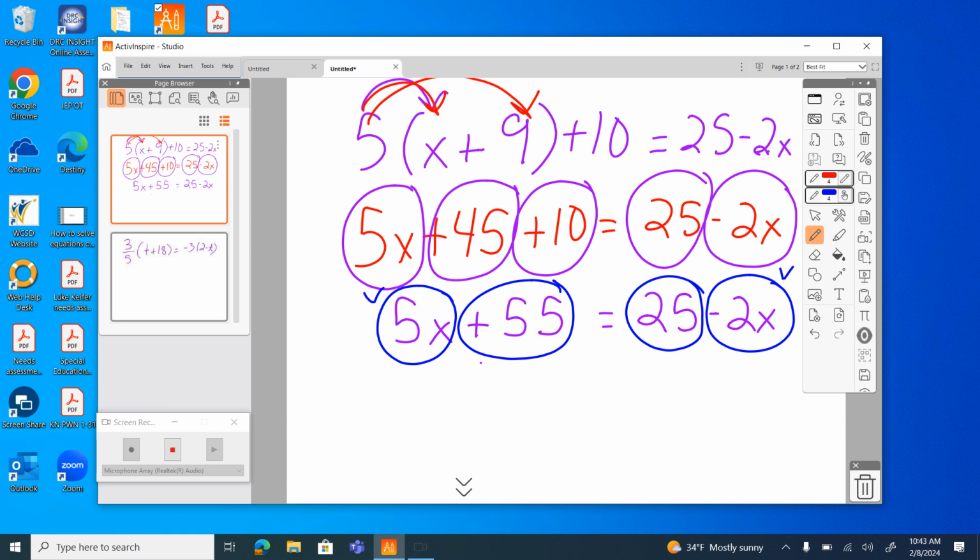So that's 5x. How would I get rid of 5x? Minus it. I would minus 5x. How would I get rid of negative 2x? Add it. I tend to prefer to add rather than subtract. So I would next get rid of this 2x by adding 2x to both sides.